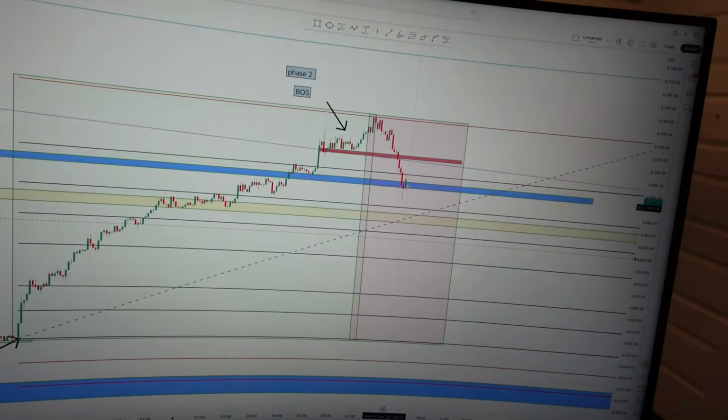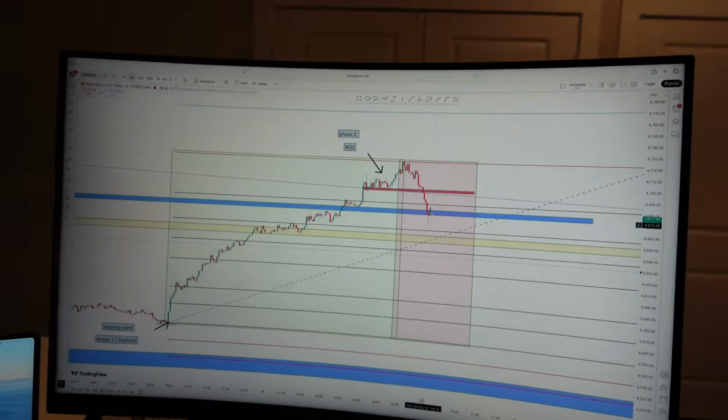We're gonna see what happens from there. But as of right now, we're just in phase 2, so we will be waiting to see what happens.